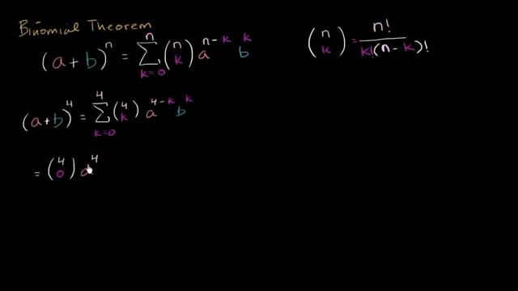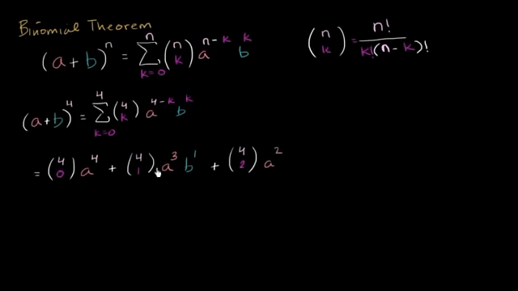And then to that, we're going to add when k equals 1. The coefficient is going to be 4 choose 1, times a to the 4 minus 1 power, so a to the 3rd power, times b to the k power. Well, now k is 1, so b to the 1st power. And then to that, we're going to add 4 choose 2 times a to the, well, now k is 2, 4 minus 2 is 2, a squared.